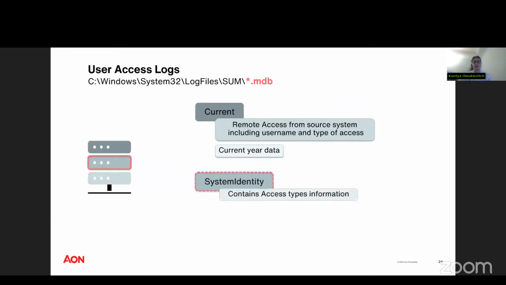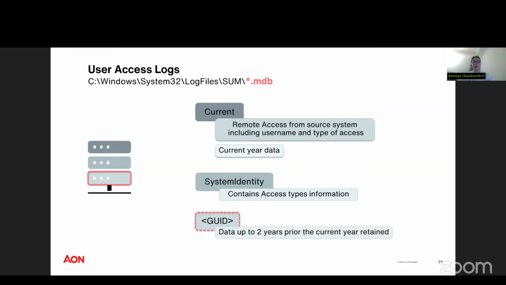Furthermore, the system identity MDB file will contain information regarding the roles themselves that are assigned to the system. So that could be leveraged to identify, okay, well, what was the purpose of the server if you don't necessarily have a good line of contact with your client? Otherwise, there are also GUID-based MDB files, which would contain information and data for up to 2 years prior of the current year. So again, let's say you have a lack of logging and you have quite a big gap in your visibility. You can, if they're available, try and use the user access logs to correlate and try to identify lateral movement that you perhaps are not able to see elsewise in your security logs.